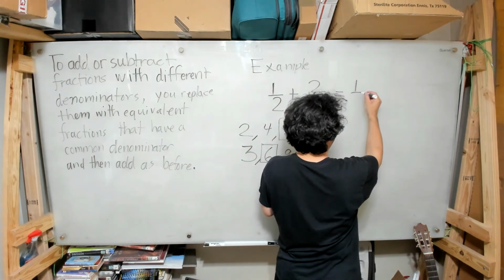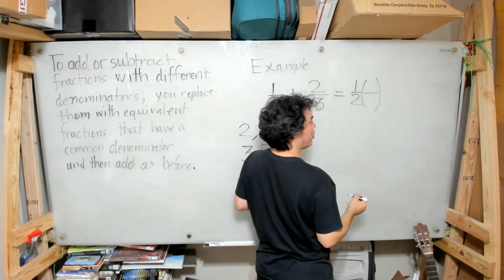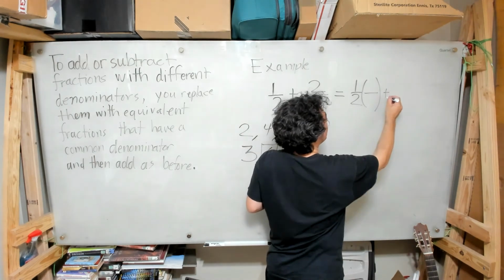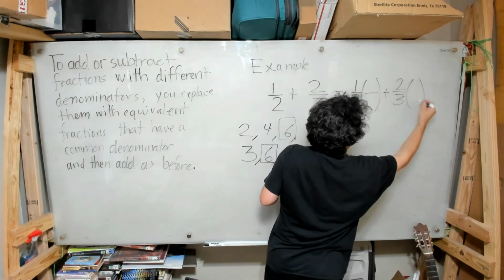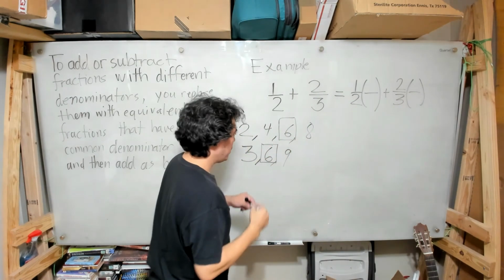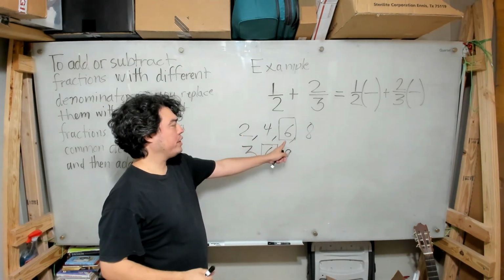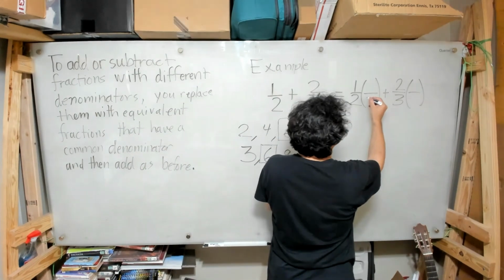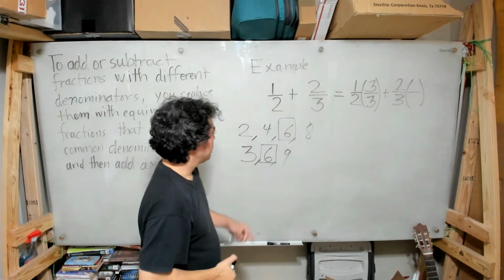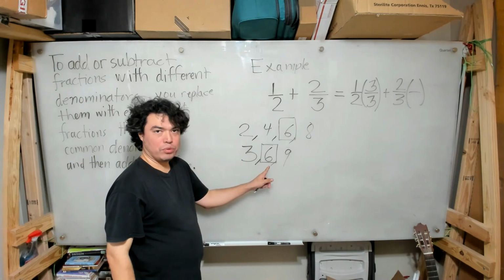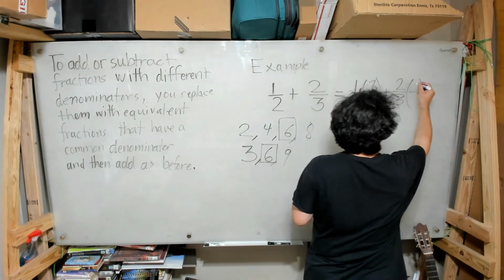First, I'm going to write the 1/2 with a space for the fraction I'm going to multiply it by to get the equivalent fraction, plus the 2/3 together with a space for the fraction that I'm going to multiply it by. Now watch this. 2 had to be multiplied by 3 because 2 times 3 is 6. So therefore, I'm going to multiply the 1/2 by 3 over 3. The 3 had to be multiplied by 2. 3 times 2 is 6. So I'm going to put 2 over 2 here.